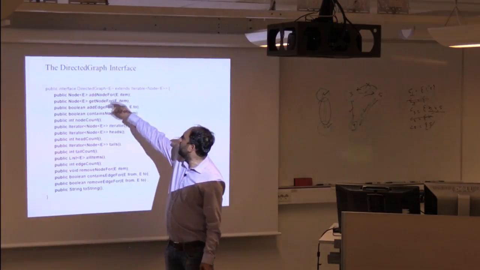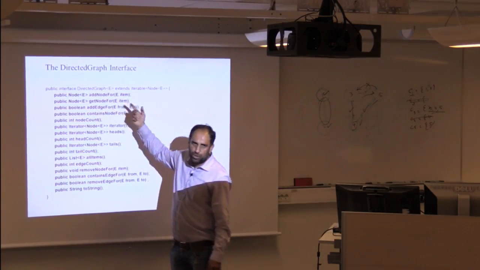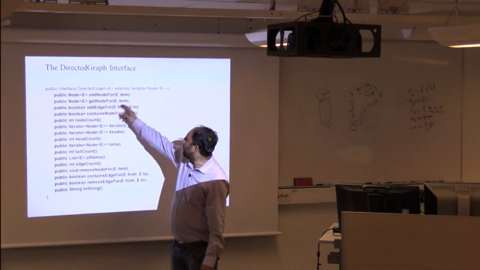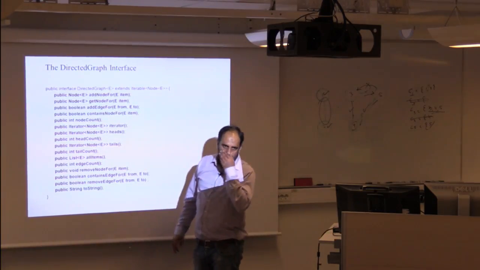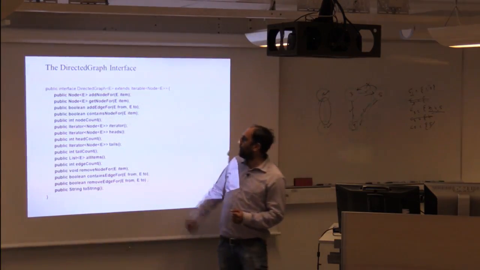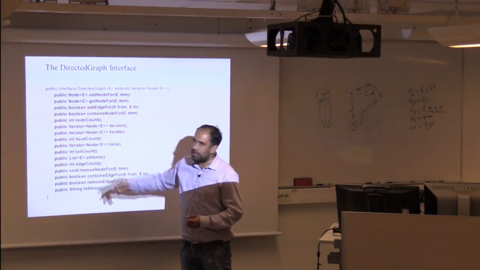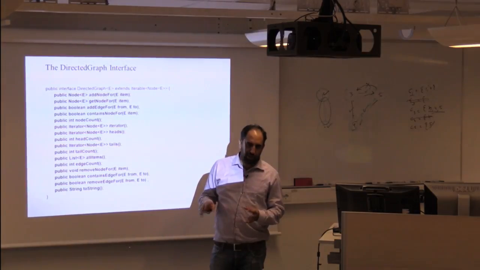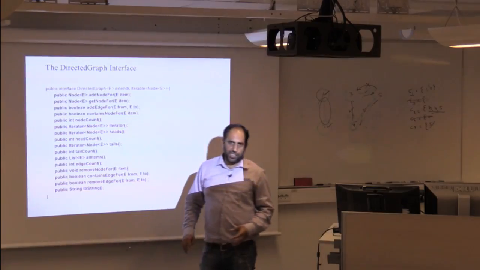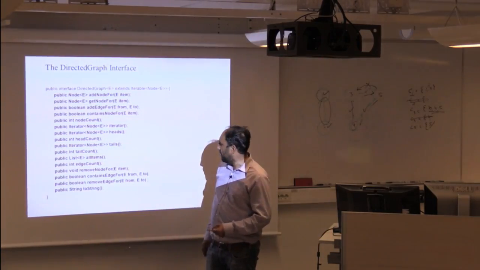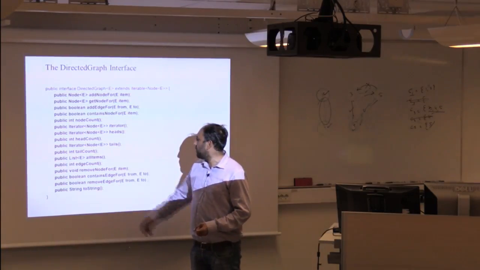It has this add node method, which takes an item. Of course, if it's an integer, then this item should be an integer value as well. Get node: if you pass a value, that method should return the node that contains this value. You can get the iterator, and the tail count. It will return the number of tail nodes in your graph. The edge count method should return the total number of edges in your graph. And if you want to remove an edge, you can use this method.